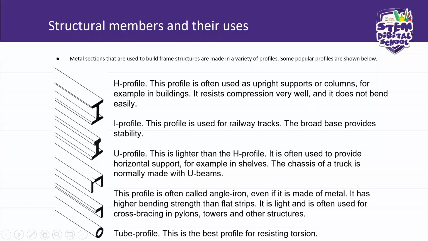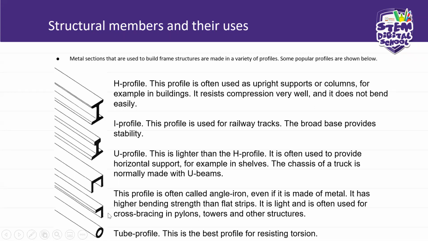Then you have the U profile. This one facing upward, it will be a U. It is light. It is lighter than the H profile. It's used to provide horizontal support, for example, in shelves. Okay, the chassis of a truck is normally made of U-beams. Okay, you must remember the uses, what we use each one for.